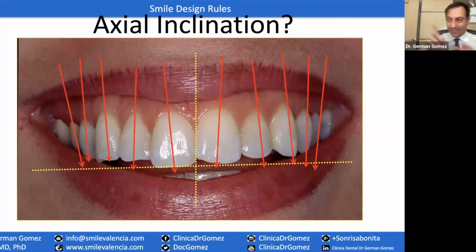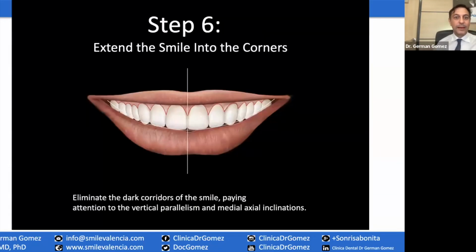Axial inclination. Okay, that's going here, there, up, down. One goes to Paris, the other to London, the other to Istanbul, where my good friend and Habibi, Dr. Ahnaf, is. And one goes to Dubai, where my good friend and Habibi, Dr. Abdul Majid, is. And then you extend it to the corners.